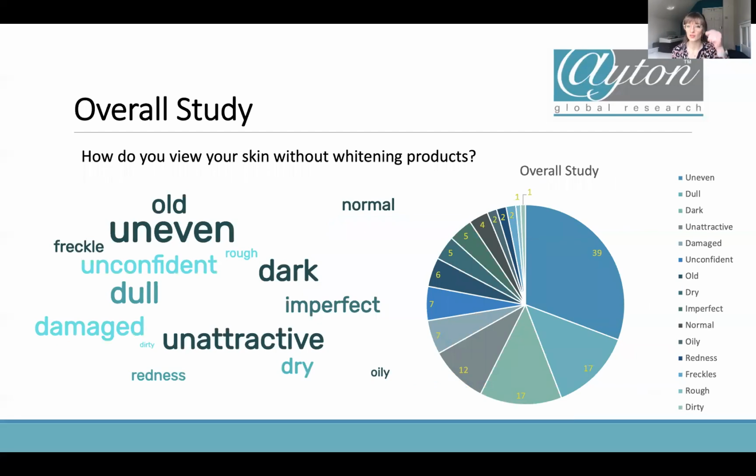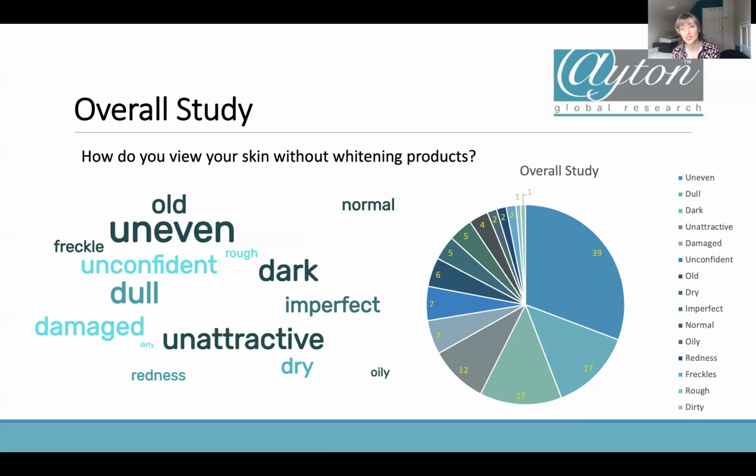So then we did another free text answer, which actually brought out a lot of different results. We had: how do you view your skin without whitening products? Again, most people are saying uneven. So it really does push that a lot of people are using this for uneven skin tones. But then we had other things like dull, dark, unattractive, damaged, unconfident, old, dry, imperfect, normal. Some people just had normal skin.